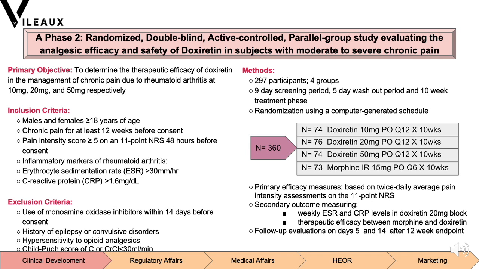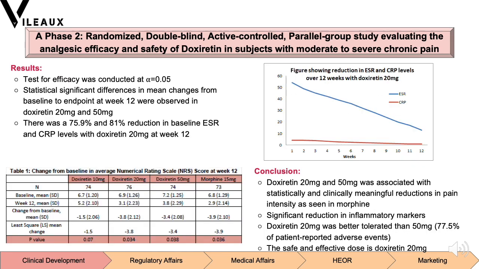The primary efficacy measure was the mean numerical rating score at week 12 minus the mean numerical rating score at baseline. Secondary endpoints included comparison of analgesic efficacy between doxycycline and morphine, in addition to reduction in weekly measurements of ESR and CRP levels in participants given doxycycline 20 mg. Safety was analyzed based on adverse events and vital sign measurements. Tests for efficacy were conducted at alpha equals 0.05.